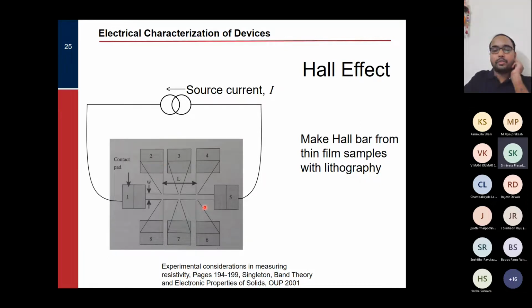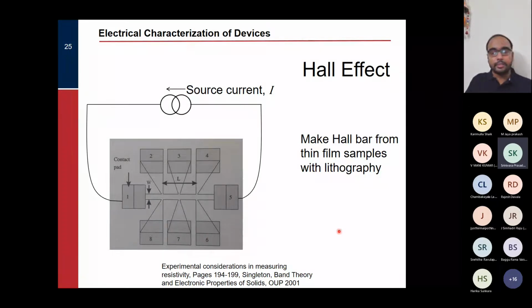So that is called a Hall bar geometry. Typically, if it's a thin film kind of sample, then one can do lithography or patterning, and then you can make these kinds of contact pads. Now here, if I apply a current between 1 and 5, then I have the option of measuring the voltage between different contacts. For example, I can measure it between 3 and 7, like I said earlier, or between 3 and 6, or between 4 and 8. So basically there are diagonal and off-diagonal components I can measure.